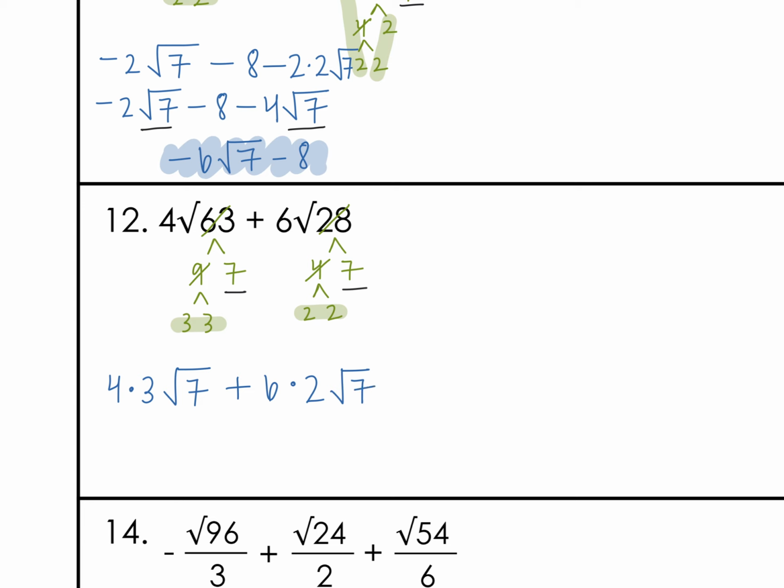So we've got 4 times 3 is going to give me 12 square root of 7, plus that 6 times 2 gives me 12 square root of 7. And so we can combine my coefficients. 12 plus 12 is just going to give me 24 square root 7.